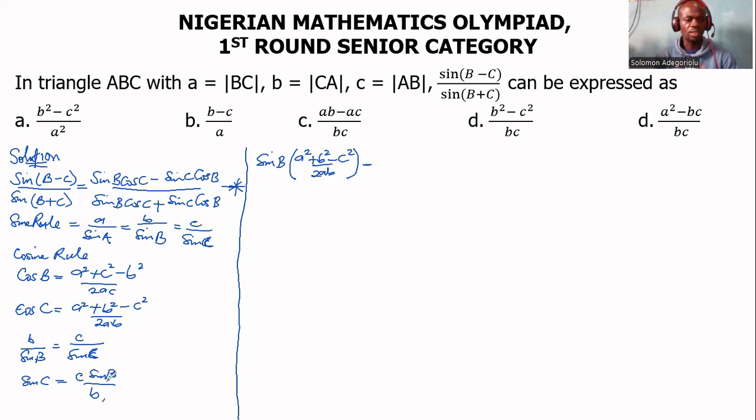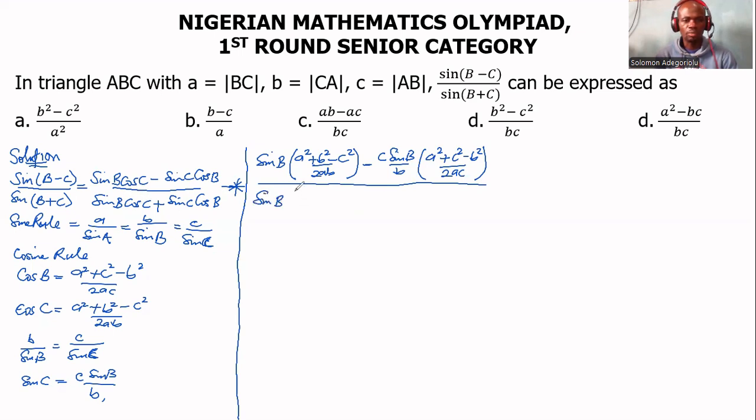That's C sine B over B. So this is C sine B over B. And what is our cos B? We have the cos B here. We put that in brackets as well. Cos B is (A squared plus C squared minus B squared) over 2AC. Close the bracket. Okay, this is for the numerator. Then we have the denominator now. The denominator, we still have sine B. We keep our sine B.